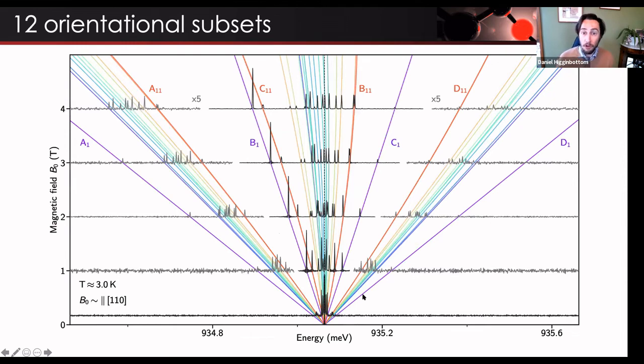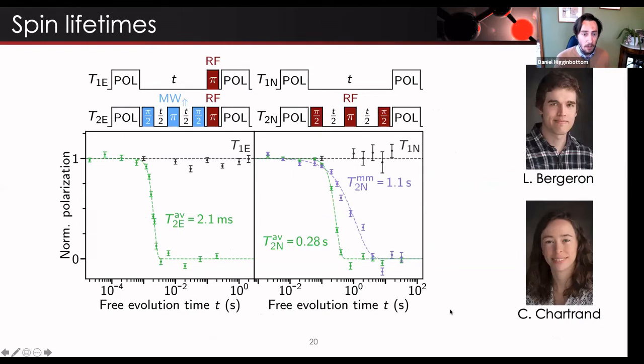Here I'm showing the 12 different orientational subsets of the T center, showing spectra from each of from an ensemble as it splits under a magnetic field. So each one of these colored lines here corresponds to a single orientation. And as field increases vertically, the splitting between these different orientations becomes larger and larger. From this, we're able to assess that for this particular orientation of the magnetic field and the crystal, the g_h, the Landé g-factor for the hole, is between 0.85 and 3.5, depending on the orientation. Because these are all optically resolved, we can pick out one distinct sub-ensemble and do spin experiments with it. And that's what we proceeded to do.